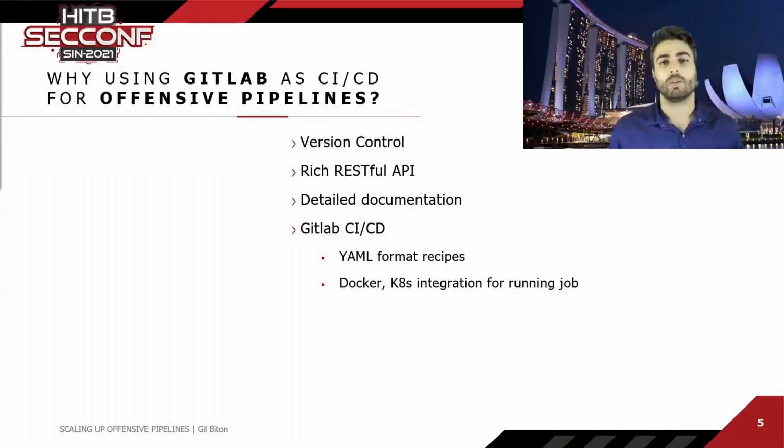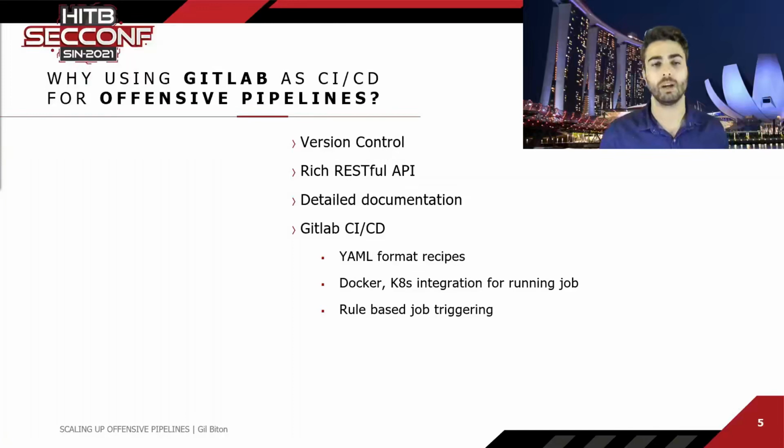Jobs can also be executed on specified conditions. For example, because GitLab is a source control, once you push a new commit to one of the branches, it can trigger a pipeline to run on the changes you've made. You can also trigger the pipeline from the API, or you can trigger the pipeline after another pipeline ended successfully or unsuccessfully.